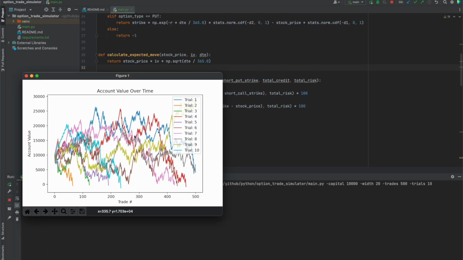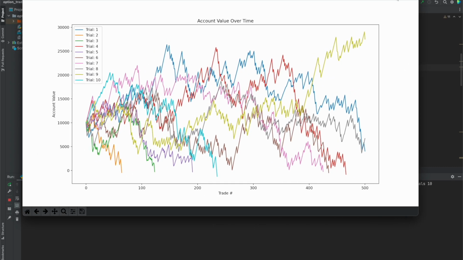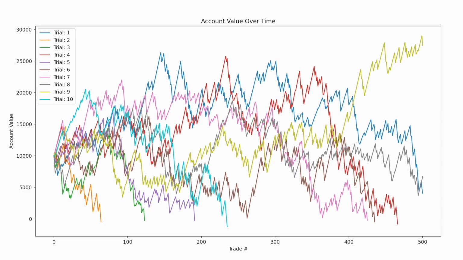And here we go. This is the output of the simulation. It basically shows you a graph or a series of graphs, each of which corresponds to a certain trial. Essentially it's showing you a time series of each trial, and in particular how the account value of each portfolio fluctuated across all those 500 trades. So for example, let's take a look at this one right here in orange. Looks like this one corresponds to the second trial that was simulated.